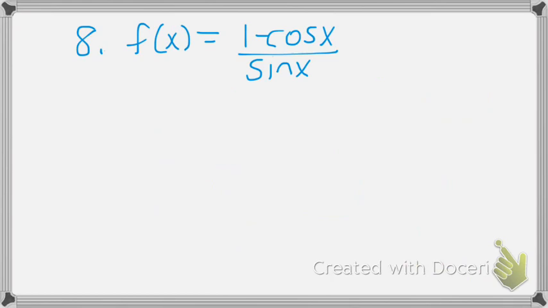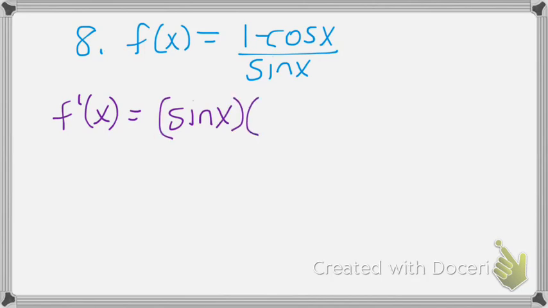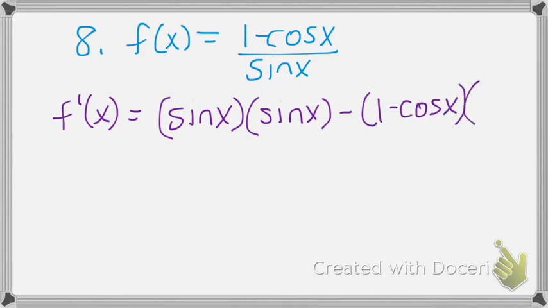Alright, another trig one. This isn't a special rule or anything. I just want to use the quotient rule with it. So we would start with the bottom, the derivative of the top. Okay, the derivative of 1 is just 0. Derivative of cosine is negative sine, but we have the negative with it, so it would be positive sine. Minus the top times the derivative of the bottom, which is cosine of x.